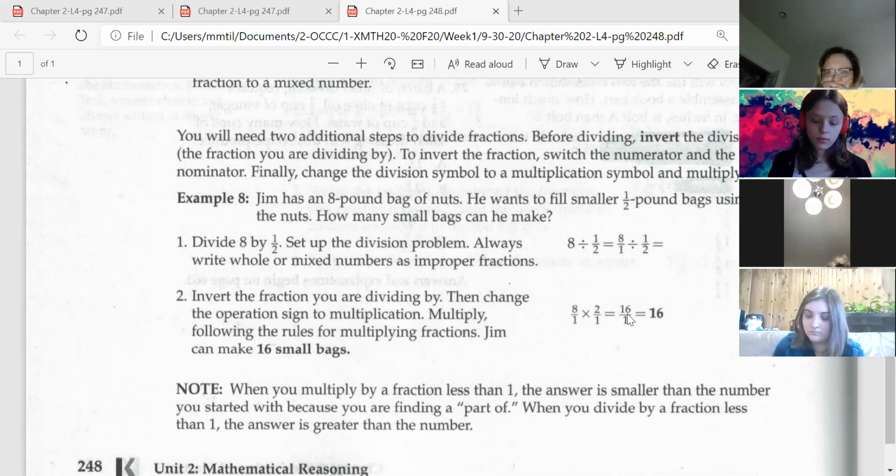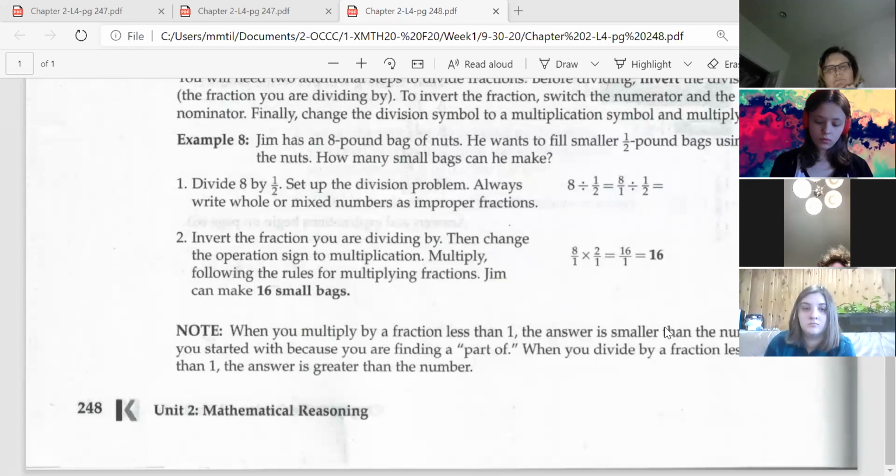This is just a word problem. Jim has an 8-pound bag of nuts. He wants to fill smaller 1/2 pound bags. So he wants to break it into 1/2 pound bags. How many bags does he have? So it's 8 divided by 1/2. But we know that when we do this, we have to flip this and multiply it. So that's what we did. We flipped the 1/2 to make it 2/1, multiplied it across, and we got 16. Okay, so it's 16 bags.